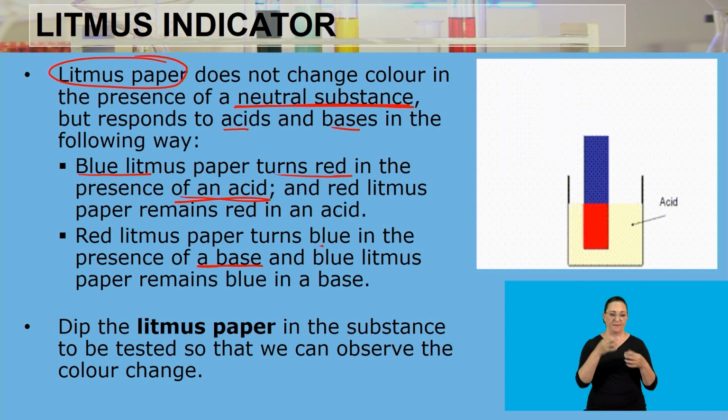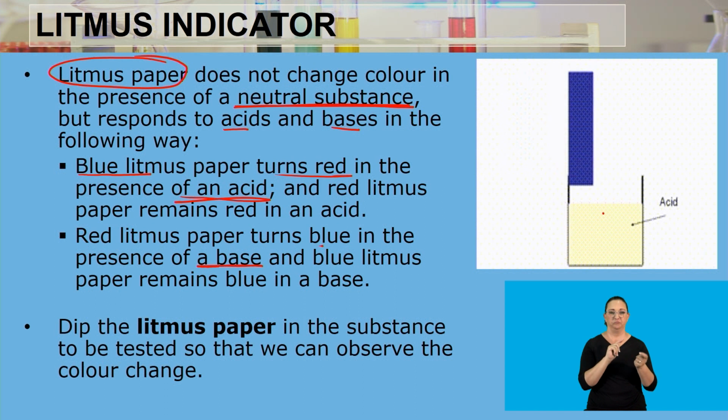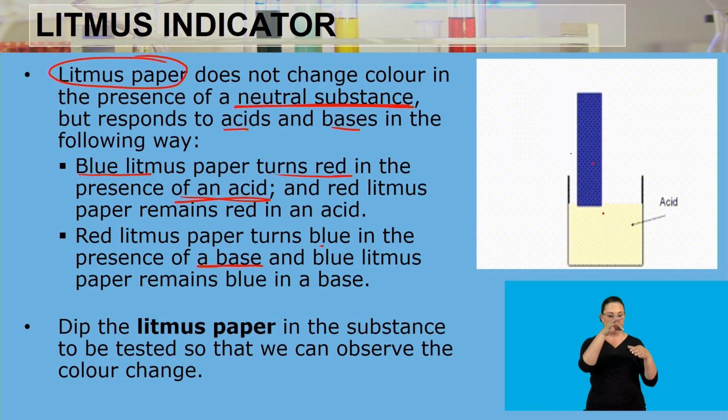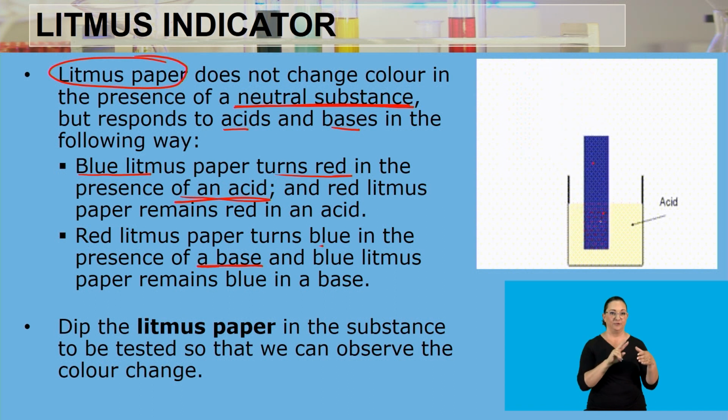And if you're using a blue litmus paper and dipping it into a base, it will remain unchanged. It will remain blue in a base. But in an acid, the blue litmus paper will turn red. As we can see from the picture, we have our litmus paper, dipping it into an acid, then there's a color change that is being observed on this litmus paper.